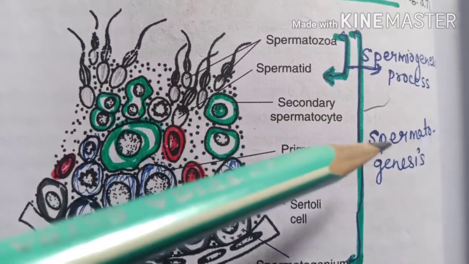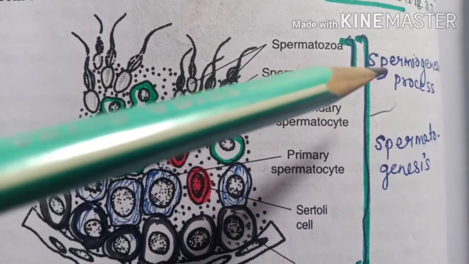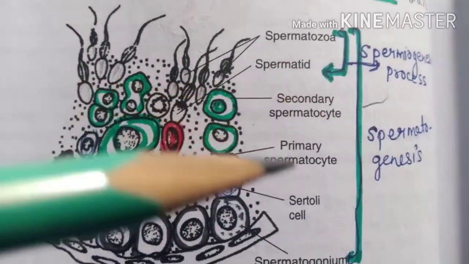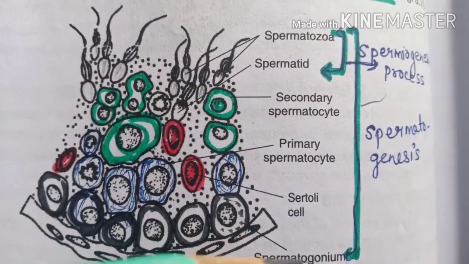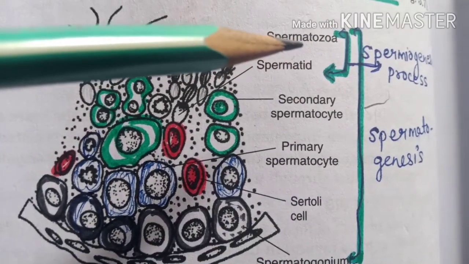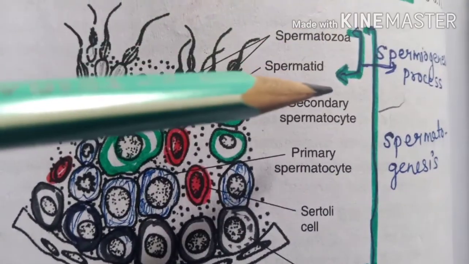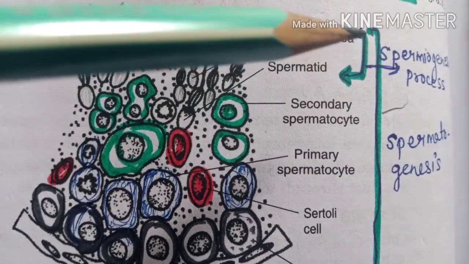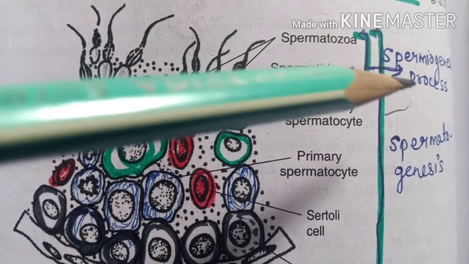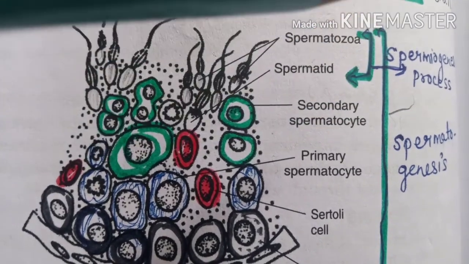Okay, now what are spermatogenesis and spermiogenesis? Two different things. Spermatogonia convert into spermatozoa. That process is known as spermatogenesis. And spermatids are converted into spermatozoa. That process is called spermiogenesis.